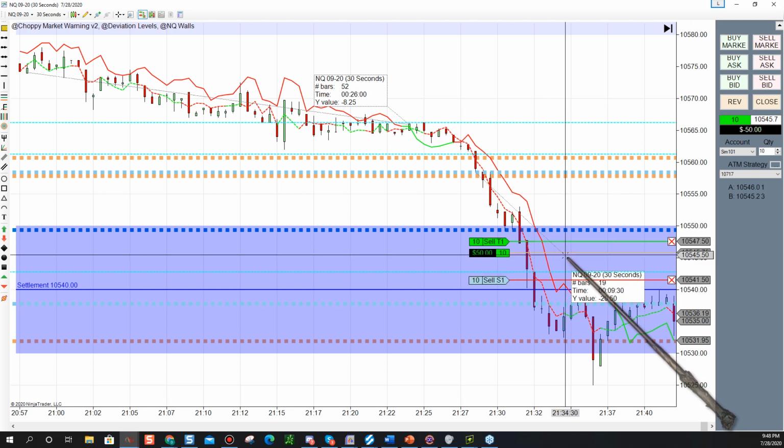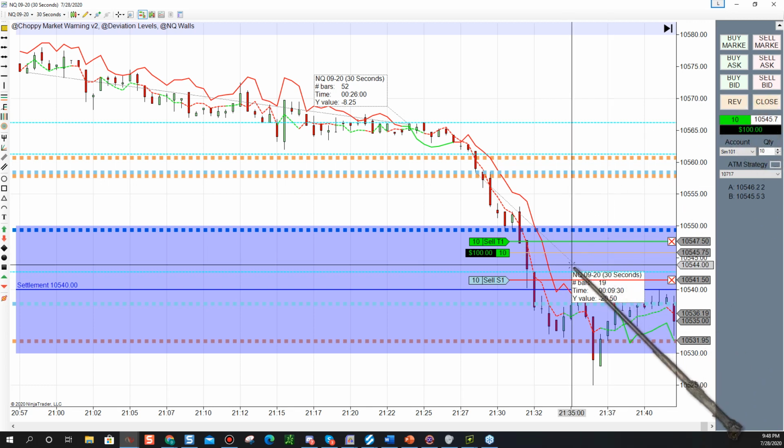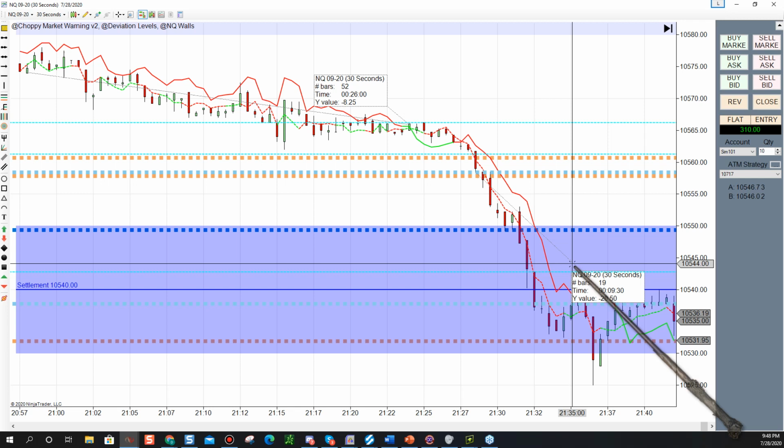Whoops, I just got triggered. I'll take it. $100. So if there seems to be a bar missing, there's no bar missing. That just means it didn't move for that 30 seconds.